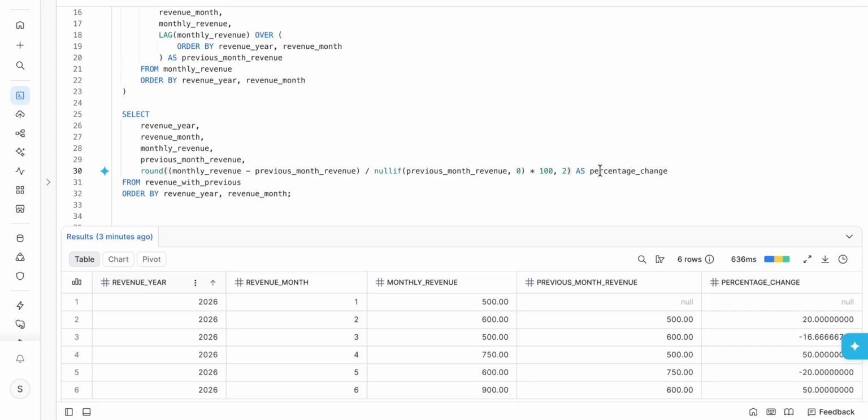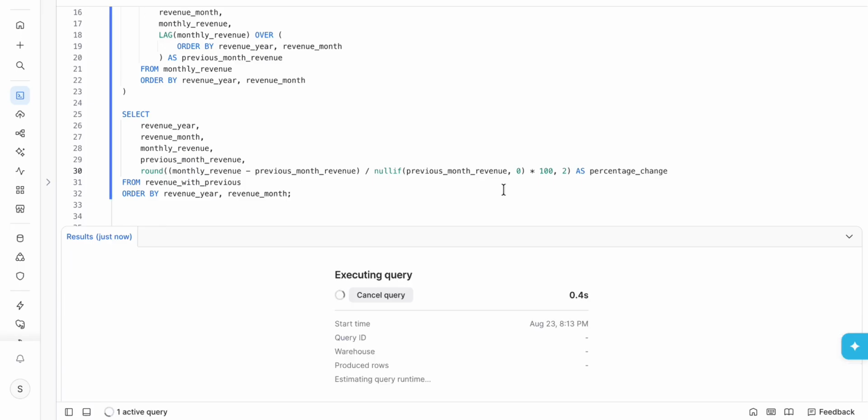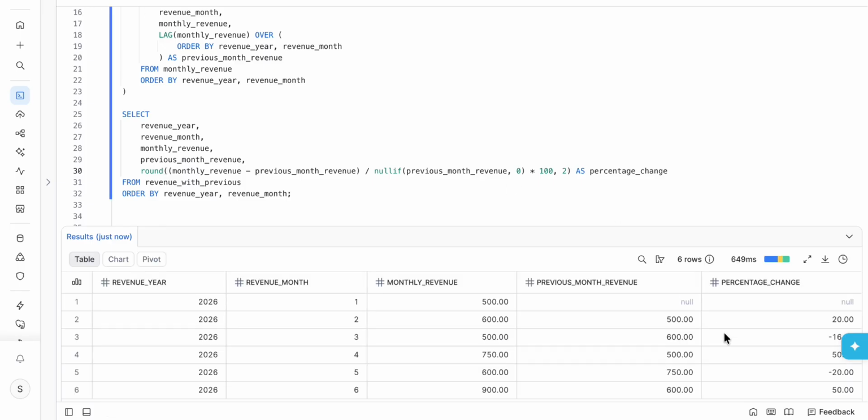Okay, let's try to run the query again. Here, you can see we have now rounded to 2 decimal places, and if one of the values was 0 for previous month, we will not get divide by 0 error.